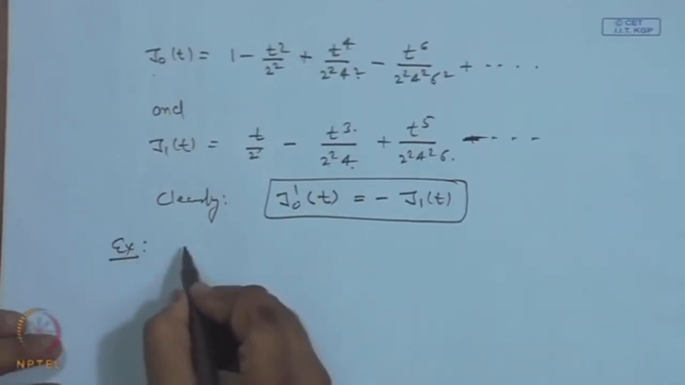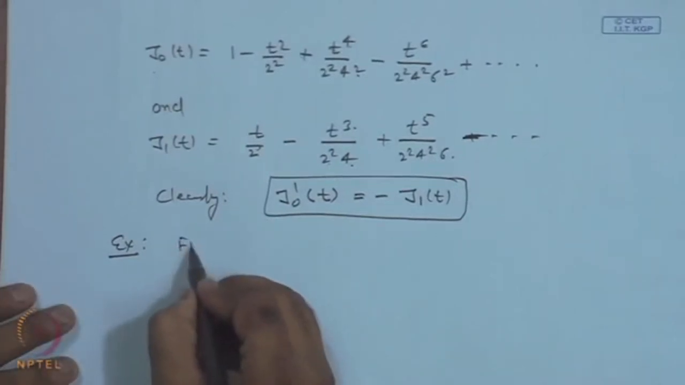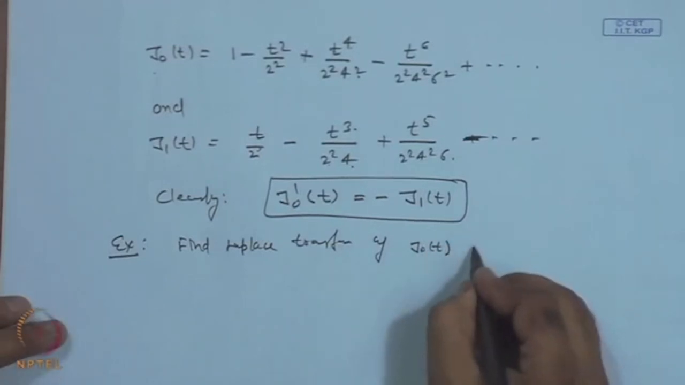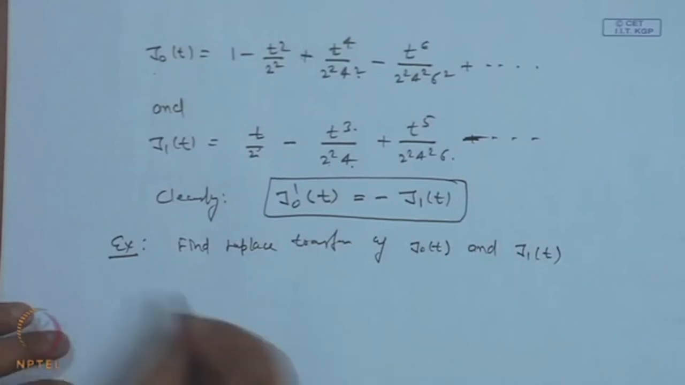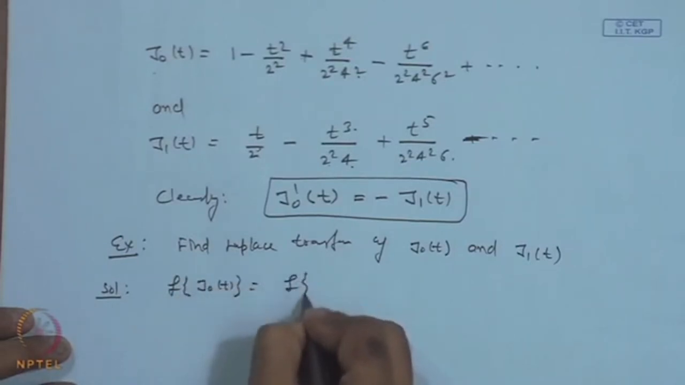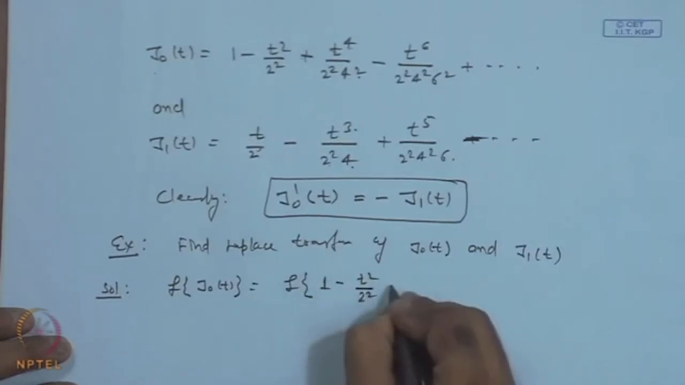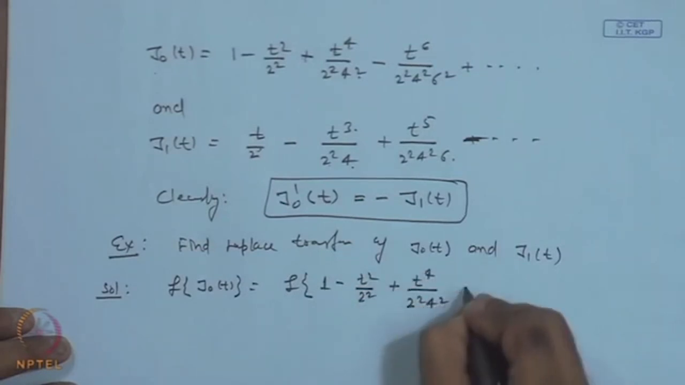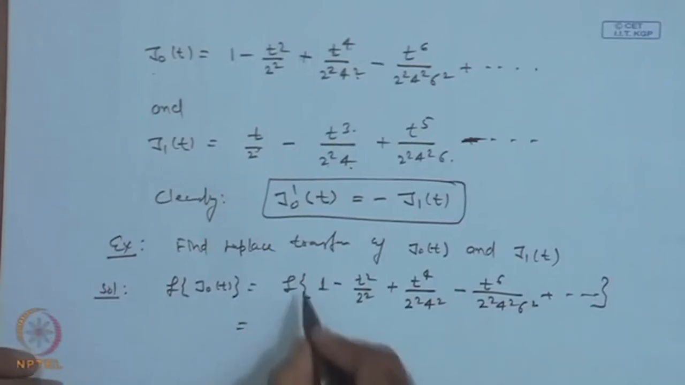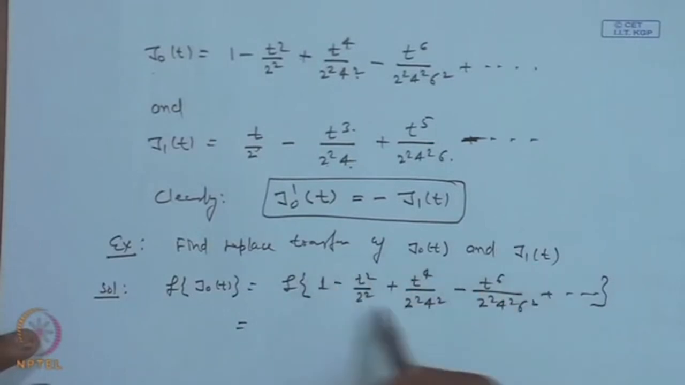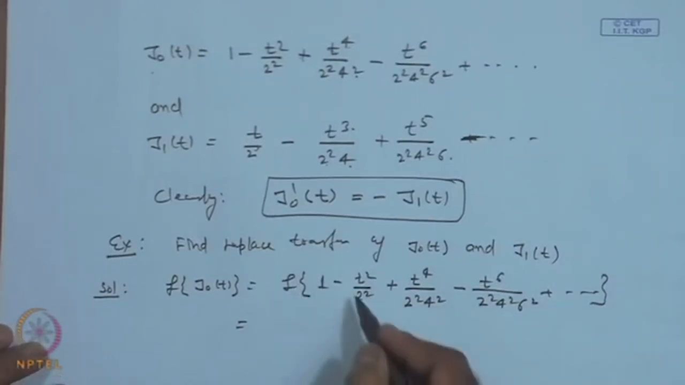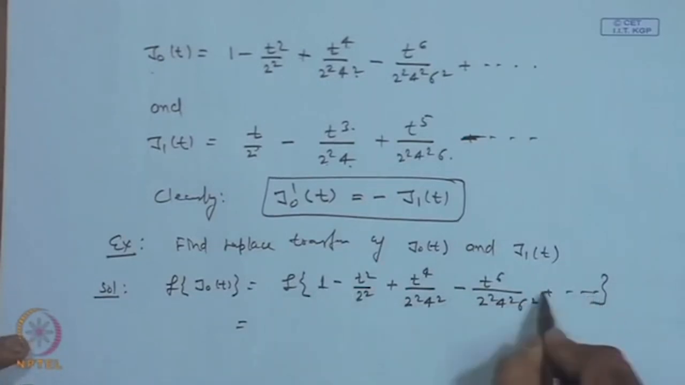So, as an example, we find the Laplace transform of J 0 t and J 1 t. So, the Laplace transform of J 0 t: we have the Laplace transform of 1 minus t square over 2 square plus t to the 4 over 2 square 4 square minus t to the 6 over 2 square 4 square 6 square and so on. We can take this Laplace transform term by term as long as the series is convergent and the series after taking the Laplace transform is convergent, and we will see in this case that the series is convergent. So, it is safe to take the Laplace transform term by term in the case of the series.